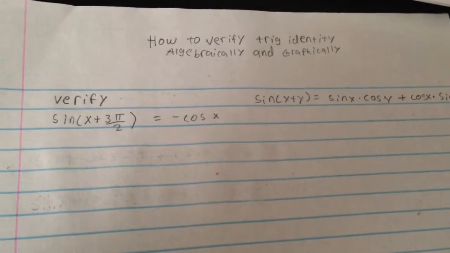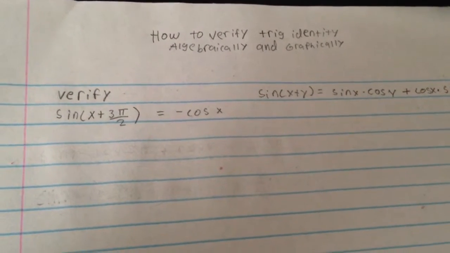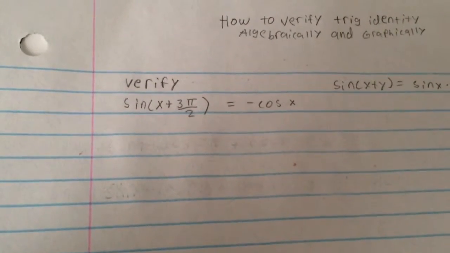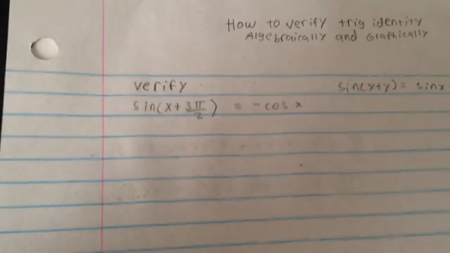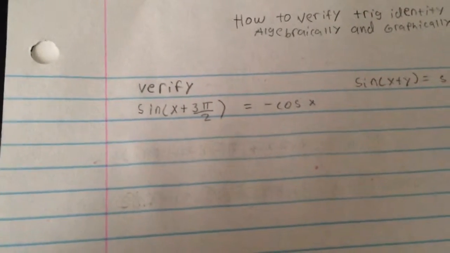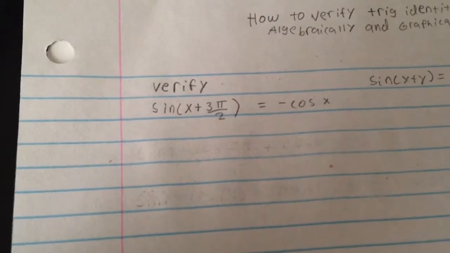Hi, today we'll verify trig identities algebraically and graphically. Our first example is sine of x plus 3 pi over 2 equals negative cosine x. Well, clearly you could see this is a sum and difference identity. So in order to actually solve this problem, we're going to need to know our sum and difference identity.